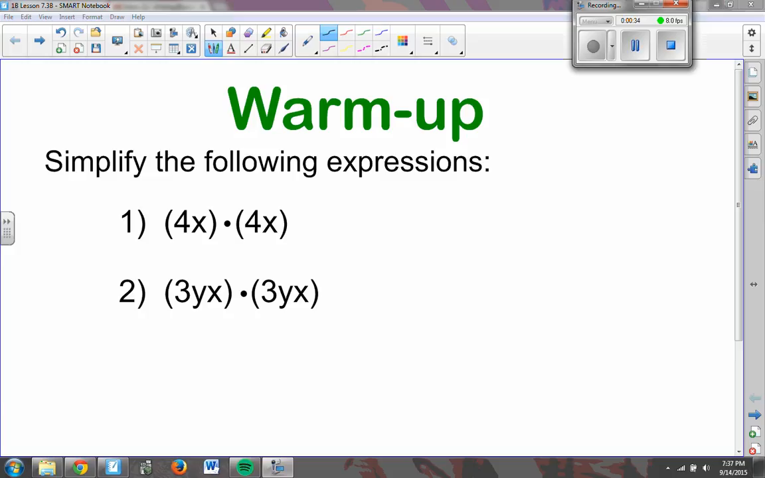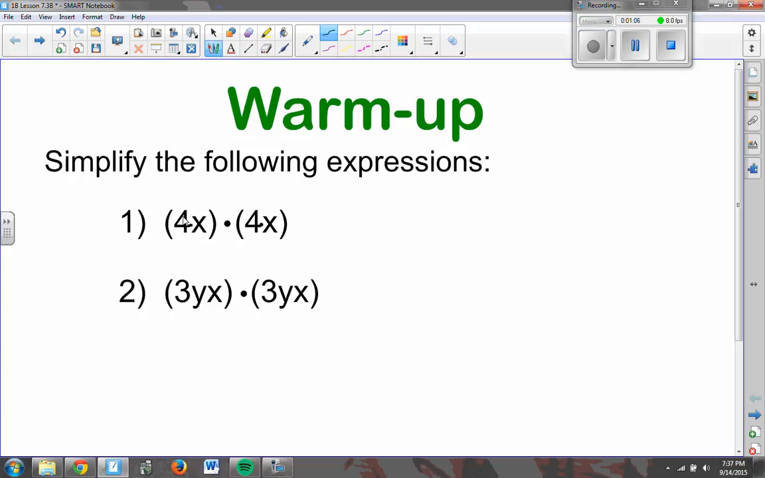All right, so pause the video, take a look, give yourself a couple minutes, then come back and we'll talk about it. Okay, number 1 says 4x times 4x. Hopefully we understand that in this, 4x really is just saying 4 times x, 4 times x times 4 times x. So we've got 4 things here that are all being multiplied together.